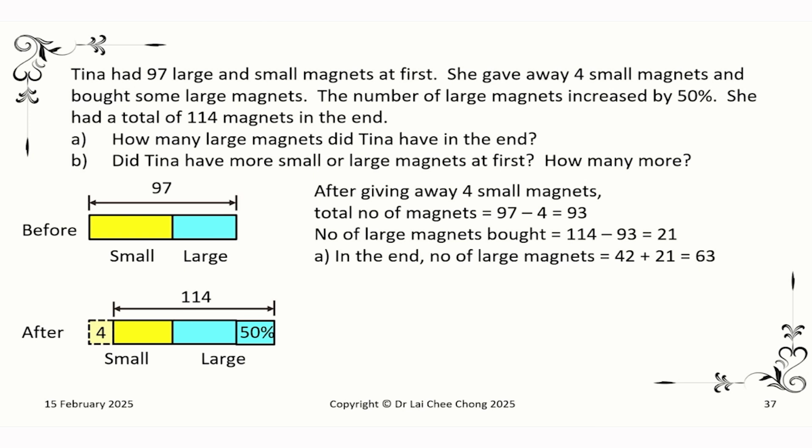Now I know. If this is 50%, it's 93, right? This is twice of this one, right? So the number of large magnets, what? Must be this. Okay, sorry. There's some more here. Sorry. So at the end, the number of large magnets is how many?